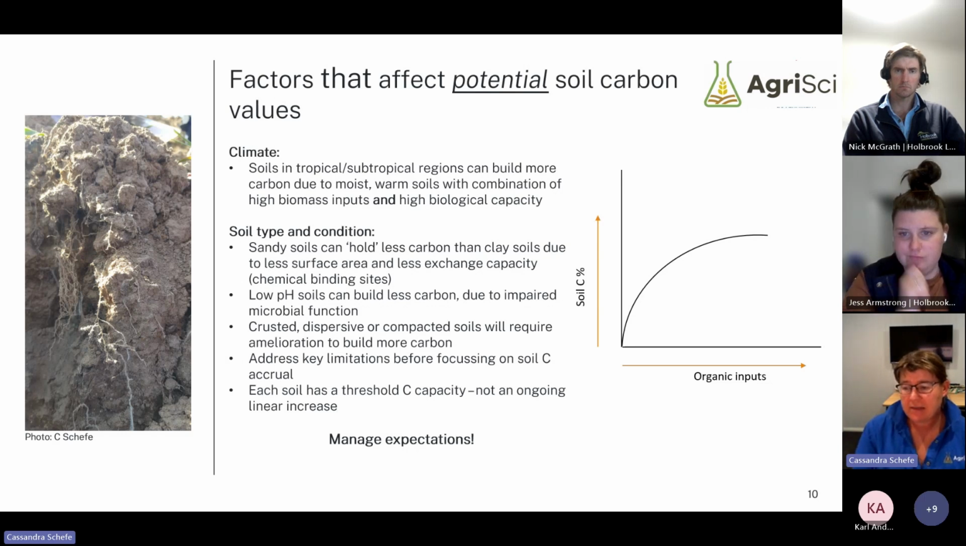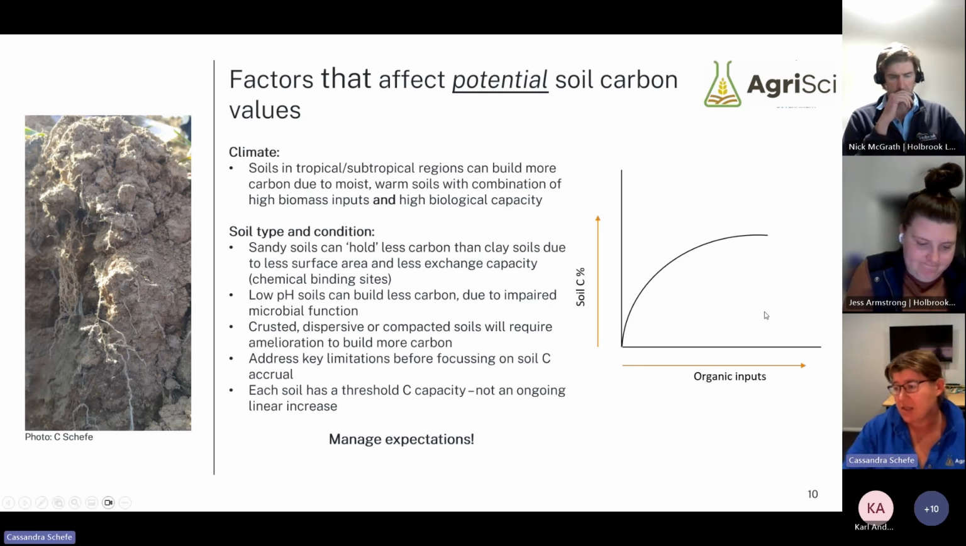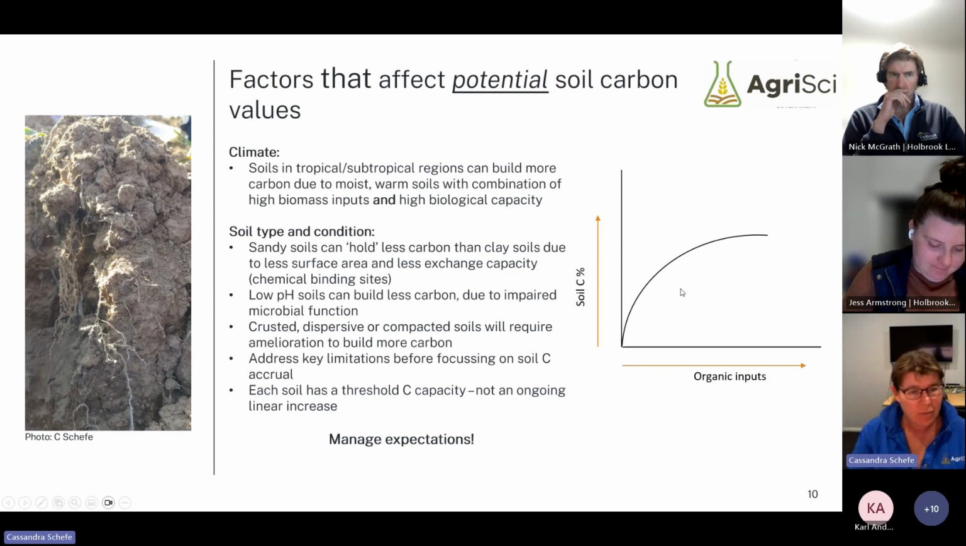The key thing we really need to think about is that each soil has a threshold carbon capacity. So we're not expecting an ongoing linear increase over time and with increasing inputs. So it's really about managing those expectations. So even as we increase our organic inputs into our system, the higher we get with our organic matter levels, the more effort and energy and inputs will be required to maintain and continue to build those. So we're really looking at the law of diminishing returns.